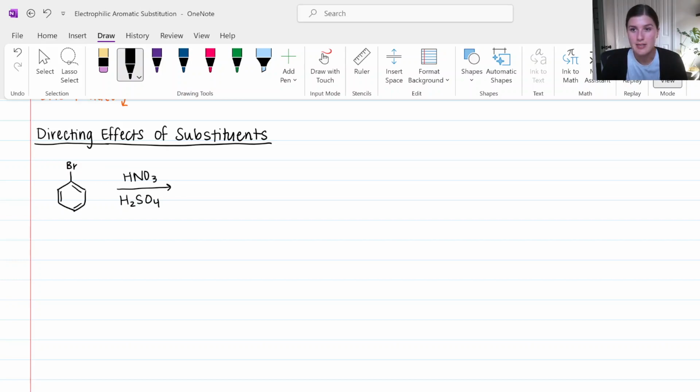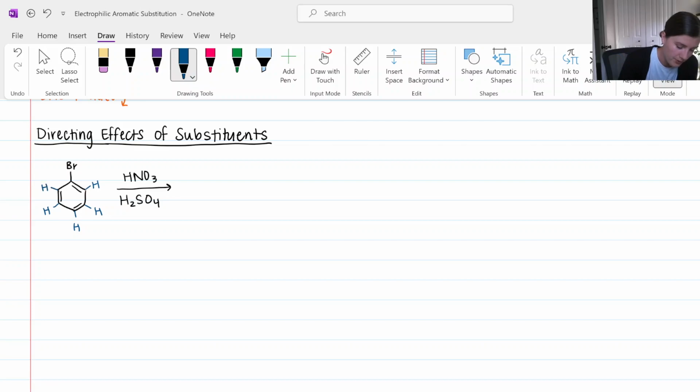so now our goal is to predict the products of this reaction. Since the bromine remains on the molecule, really we're thinking about where there are hydrogens that can be replaced by a nitro group. So we know there are hydrogens at every carbon, except for the one that's bonded to bromine. And so we might think if we substitute this hydrogen for a nitro group, then our product ends as bromo with an NO2 group at the ortho position.